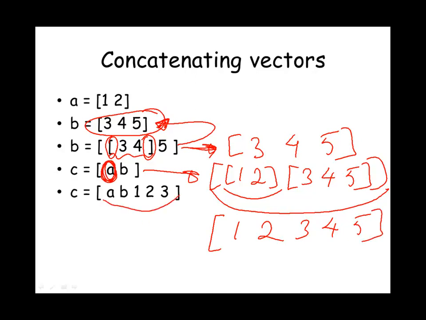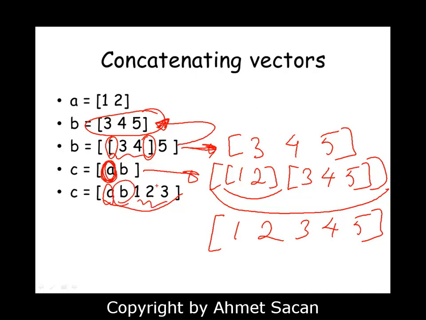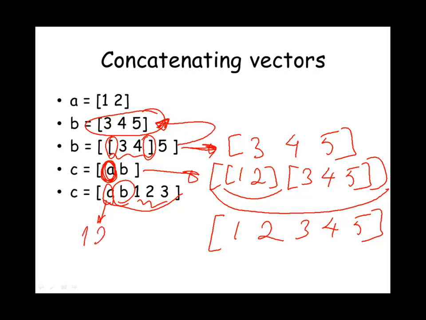In the last example, we have variable A, variable B, followed by numbers 1, 2, 3. Variable A will be expanded with numbers 1 and 2. Variable B will be expanded with numbers 3, 4, 5. And then we have the numbers 1, 2, 3.